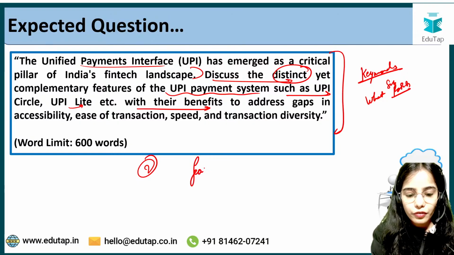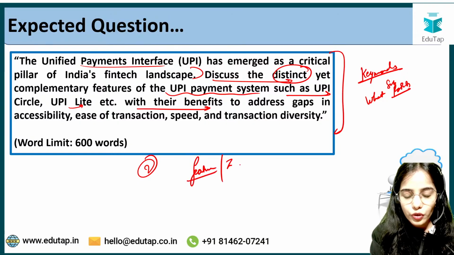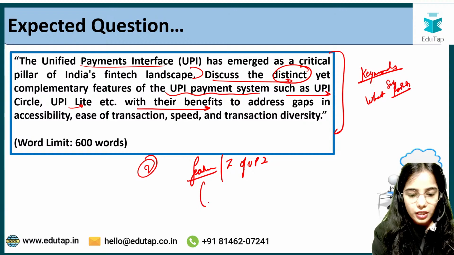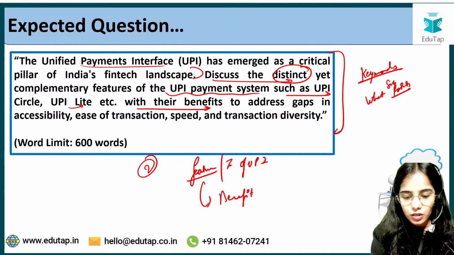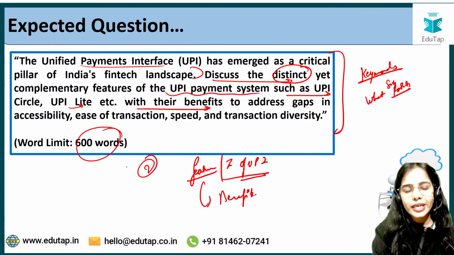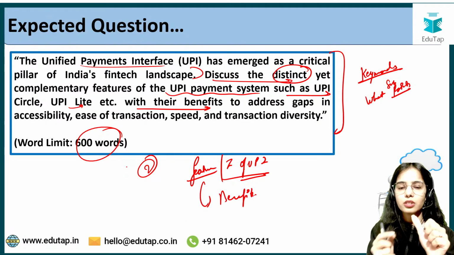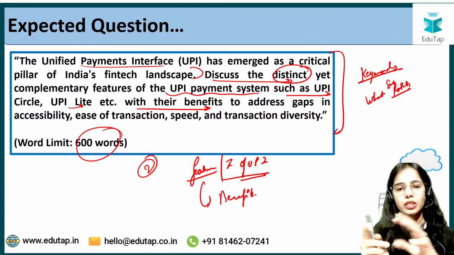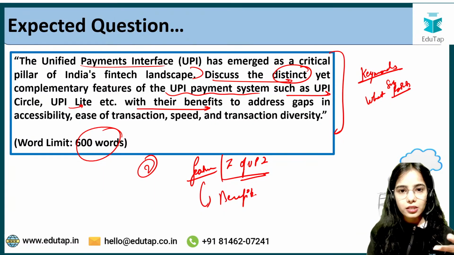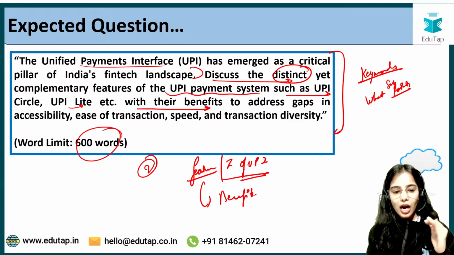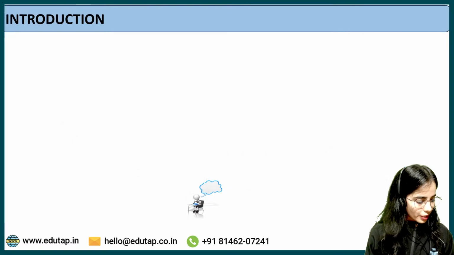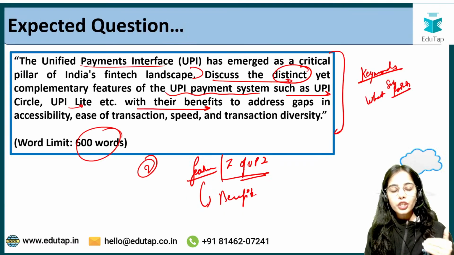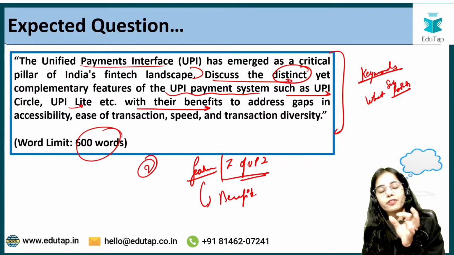So you have to discuss the features or innovations of UPI with their benefits, in 600 words. Let's say there are 6 features that you have to discuss: UPI Circle, UPI Lite, UPI Autopay, UPI One World. We have discussed the 6 features. Now how can the introduction be made? What can be the introduction? First, start from UPI and then connect it with the innovations.